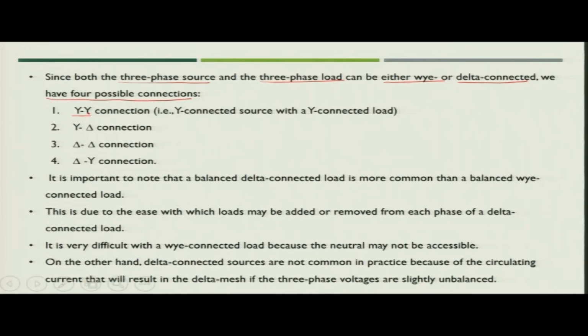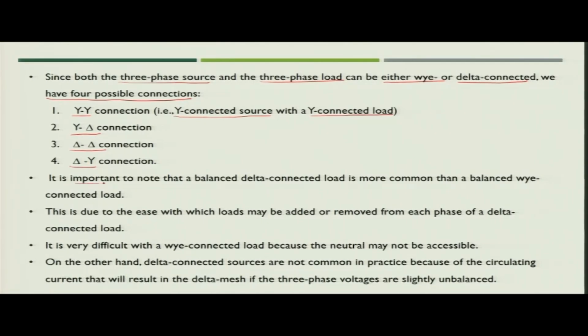So, we can say source and load are star connected or Y connected, that means the source is Y connected as well as load is also Y connected. Star delta or Y delta combination means the source is Y connected and load is delta connected. Delta delta connection means source is delta connected as well as load is also delta connected. Delta star combination where you will have source as delta connected and the load as Y connected.